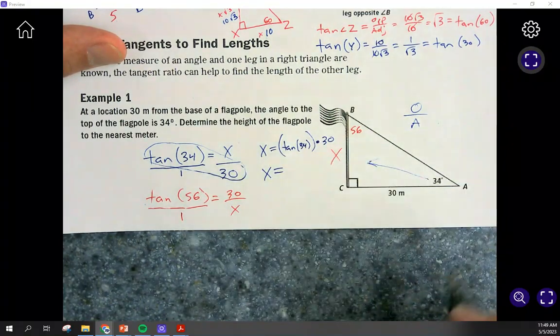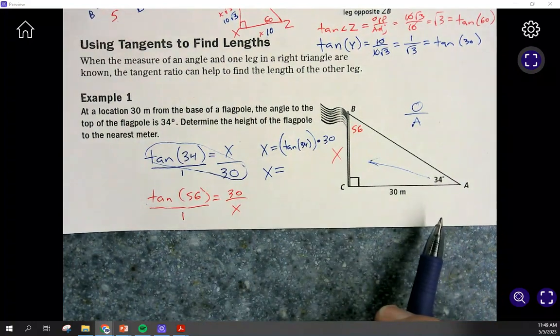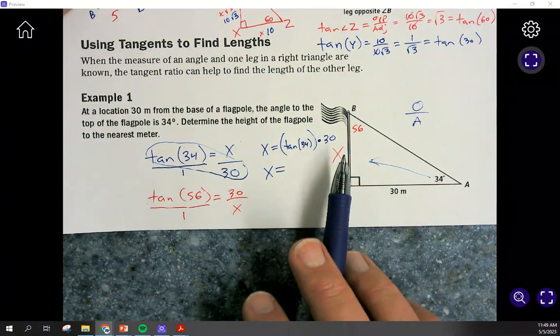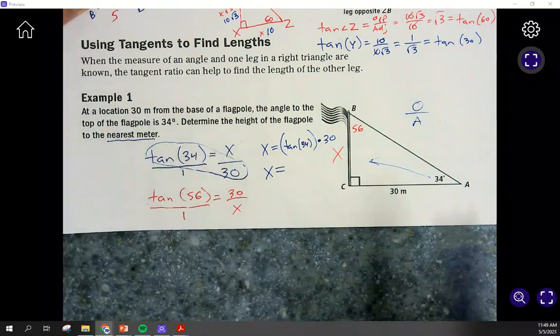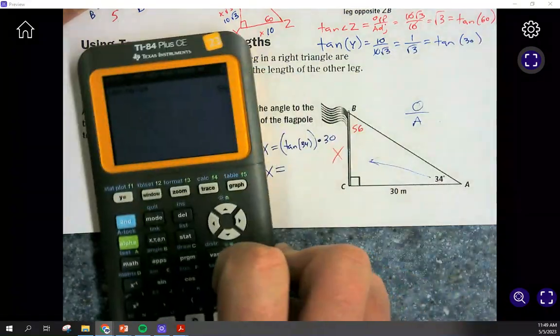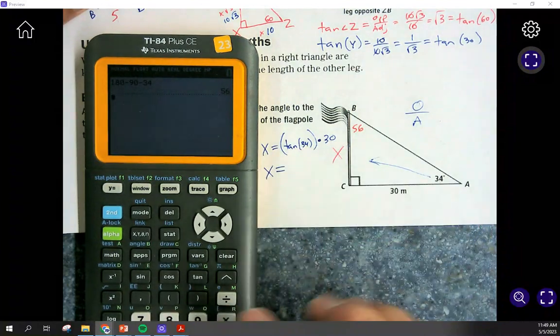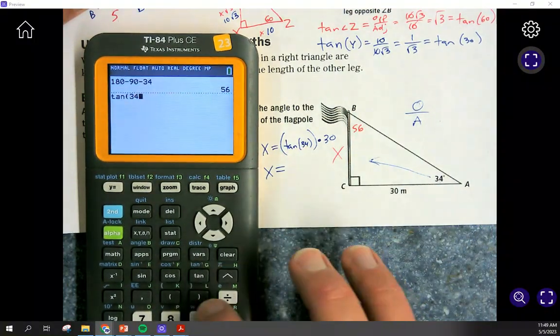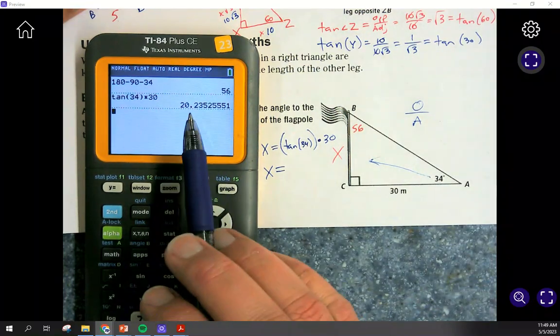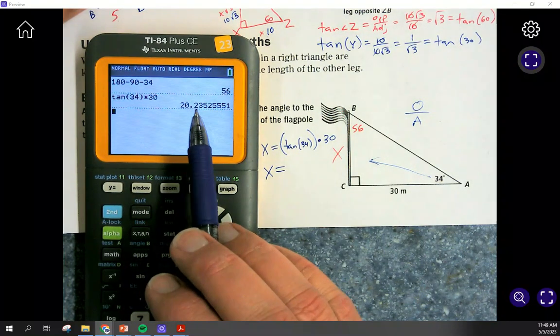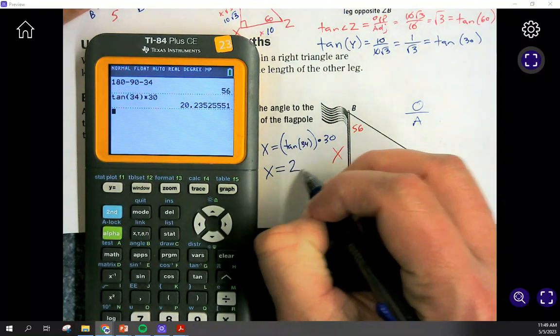Now, this is not going to get me a perfect number. When we're not working with special triangles like 30, 60, 90s, we don't get all nice whole numbers everywhere. So we're going to round it to the nearest meter in this case. So all I have to do in my calculator is tangent of 34 times 30. So we'll round that to the nearest meter, nearest whole number. 0.2 means it's going to stay 20.